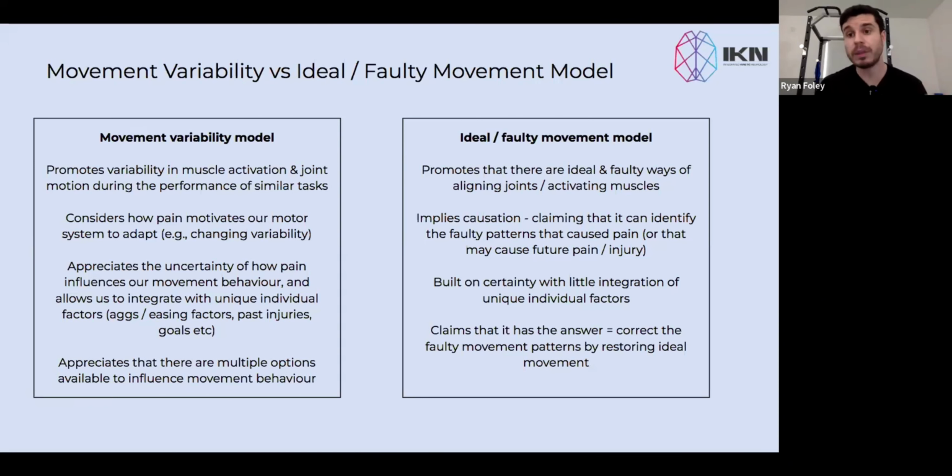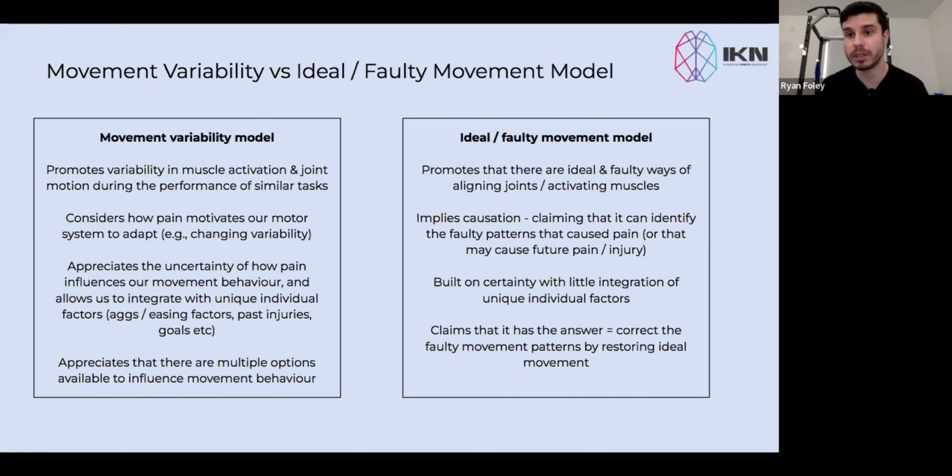Okay, how this compares to an ideal or faulty movement model is that it generally implies causation. It claims that it can identify the faulty patterns of movement that cause your pain, or, even worse, that can cause future pain or injury. Okay. Again, hopefully you see the problem with that. Because pain is so uncertain and complex, making those kinds of claims isn't honest. And it's you being way too overconfident with something that you shouldn't be confident about.